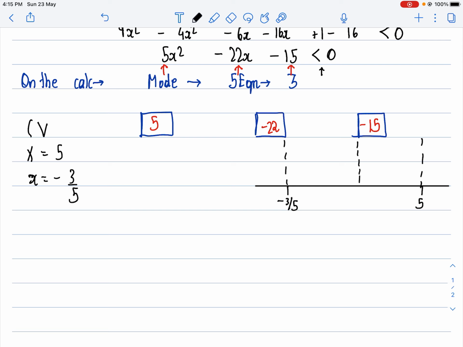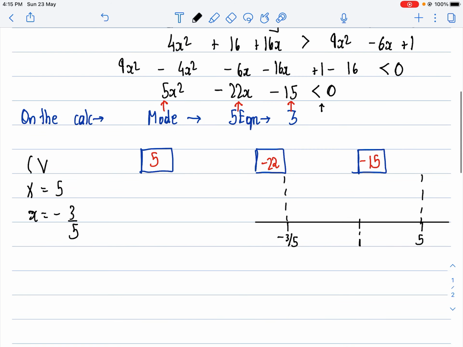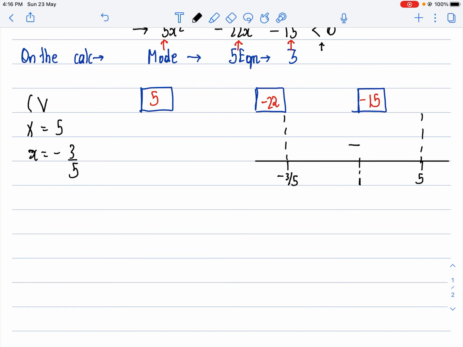Let's say I take 1. Now put 1 into this equation. When I put 1 in that equation, I get 5 minus 22 minus 15. So I get my answer as minus 32, which is a negative answer. And now you need to know the sign after every critical value changes. So if this is negative, this is positive, and this is positive.